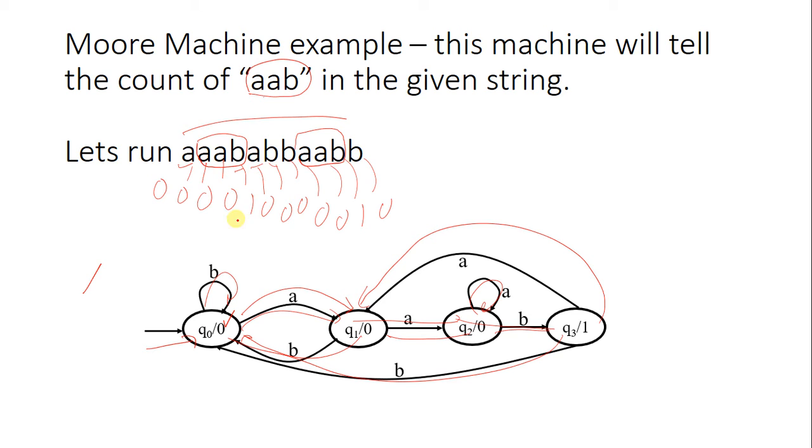So here we have 2 ones. So this is the output, and we can extract information from this output, and here we can conclude that the substring occurs 2 times, because we have 2 ones here.